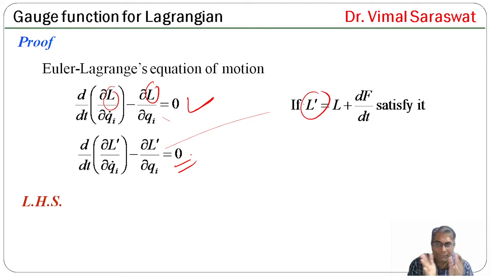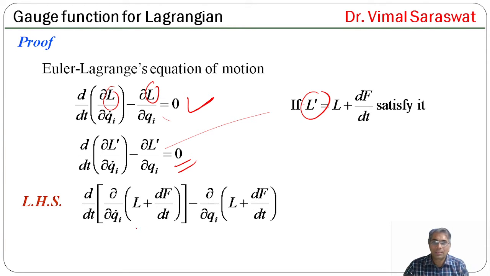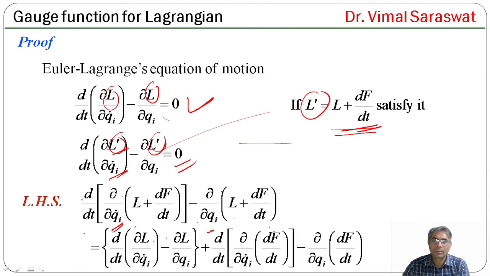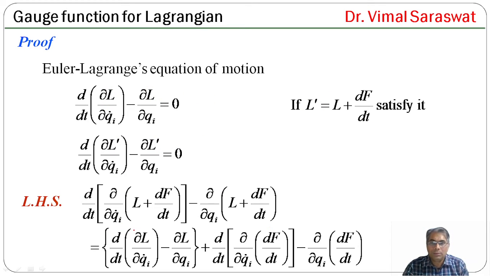Now we take the left hand side of this equation. So d by dt of del L dash upon del q_i dot is equal to d by dt of del upon del q_i dot, and this L dash is replaced with L plus df by dt. So L plus df by dt, minus del upon del q_i of L dash, and L dash is replaced with this one. So minus del by del q_i of L plus df by dt.